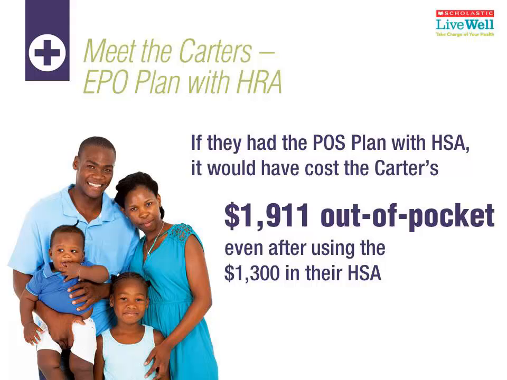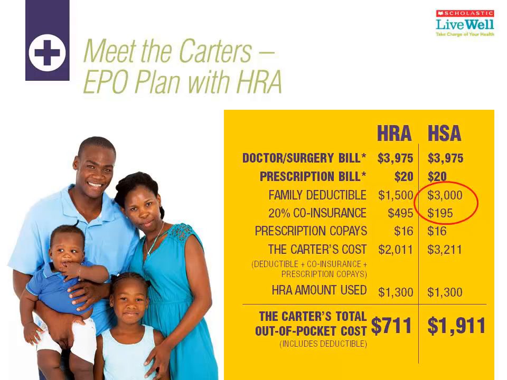The exact same healthcare services would have cost them almost $2,000 if they had the UHC POS plan, even after using the money from their HSA. That's because no one on the plan would have been covered by coinsurance until they paid $3,000 for the deductible, which included both their medical care and their prescription medications.